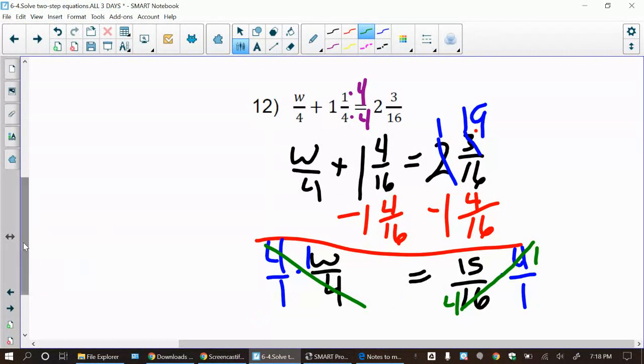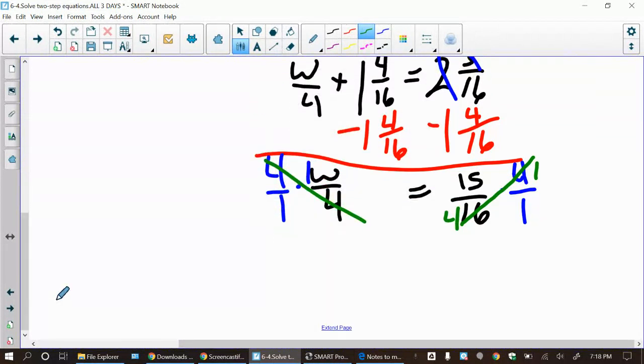So then we have an improper fraction for our solution. That W equals 15/4. We can't leave it that way. Okay, we have to make it actually into a mixed number. 4 goes into 15 3 times, that's 12. 15 minus 12 is a 3.